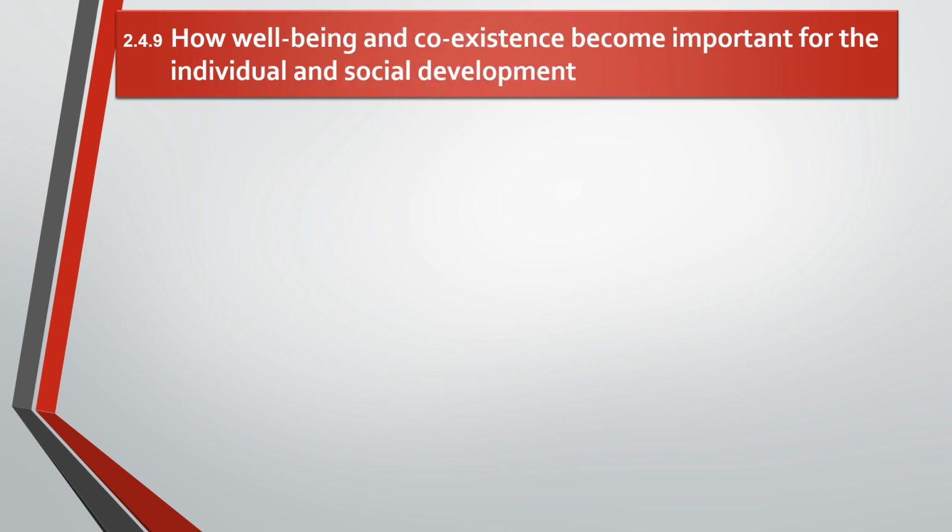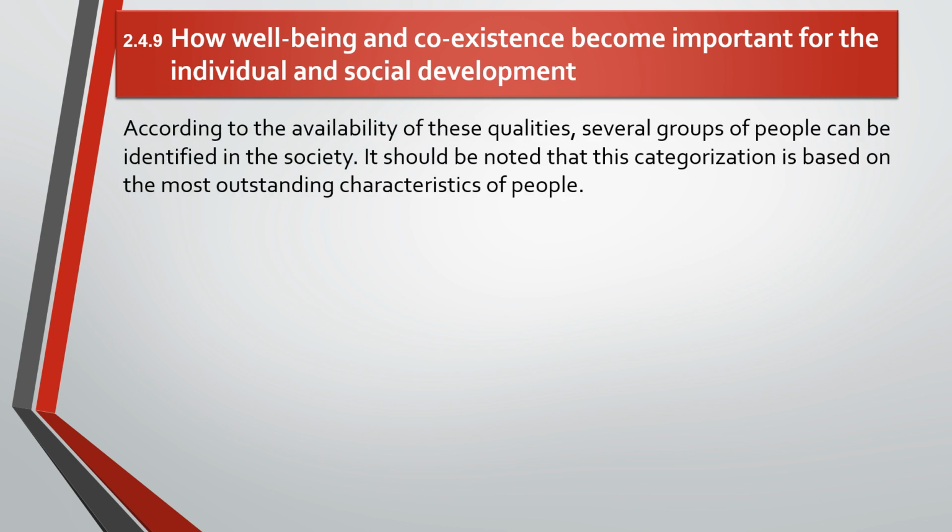So, how well-being and coexistence become important for the individual and social development. So, earlier we studied about well-being, and now we have studied about coexistence. So, now we will see how this can be important for the individual and social development. According to the availability of these qualities, several groups of people can be identified in the society. It should be noted that this categorization is based on the most outstanding characteristics of people.